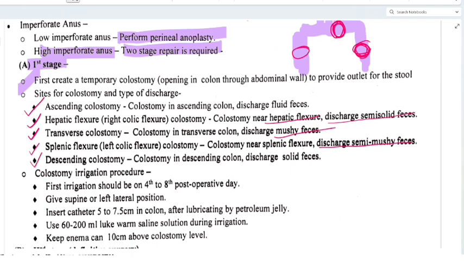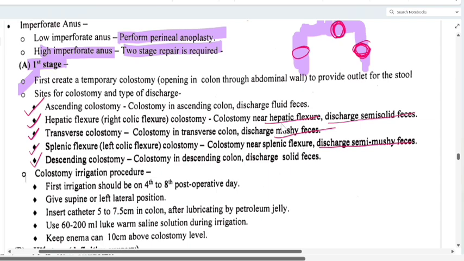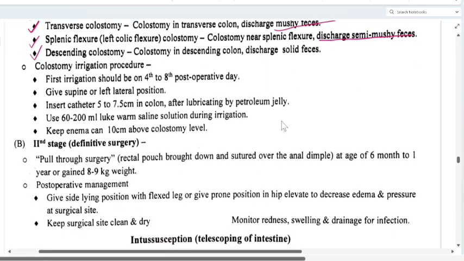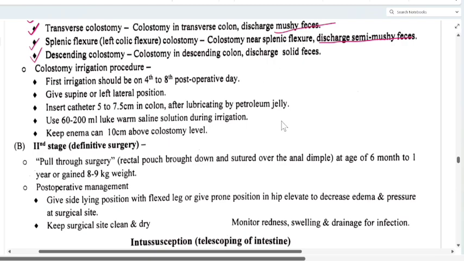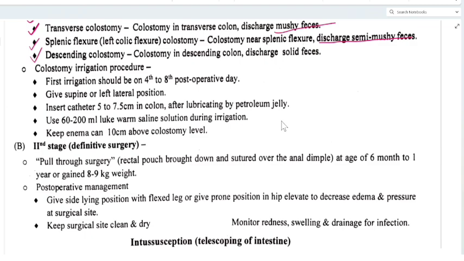Clear? Now colostomy irrigation procedure देखो क्या है. First irrigation should be on 4th to 8th post-operative day. Then give supine or left lateral position. Insert catheter 5 to 7.5 centimeter in colon after lubricating with petroleum jelly. Now in colostomy irrigation, what things are we doing? We are positioning the patient in supine or left lateral position. Then we have to insert catheter 5 to 7.5 centimeter in colon after lubricating with petroleum jelly. Clear?